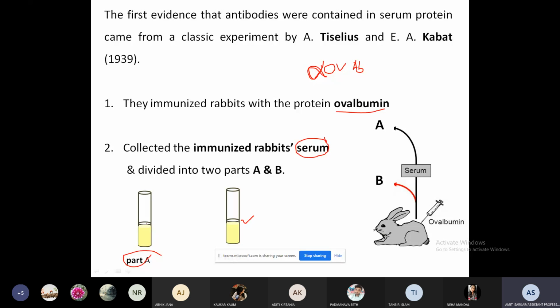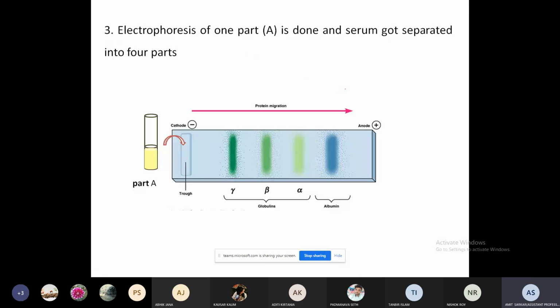So in both cases, part A and part B, the serum comes from the same source, and we can expect that both part A and part B should have this anti-ovalbumin antibody. Fine. Then they took just part A, kept part B aside, and did electrophoresis of part A. Electrophoresis is a very commonly used technique in biotechnology and immunology.